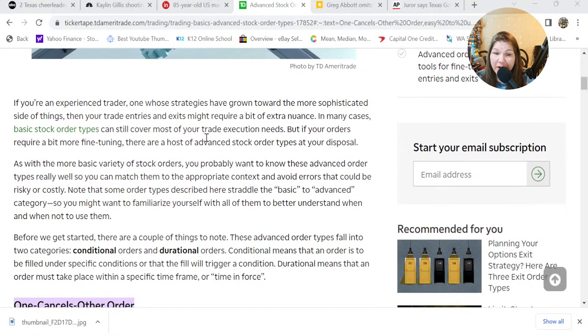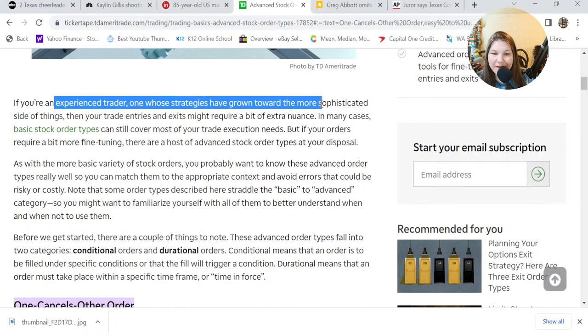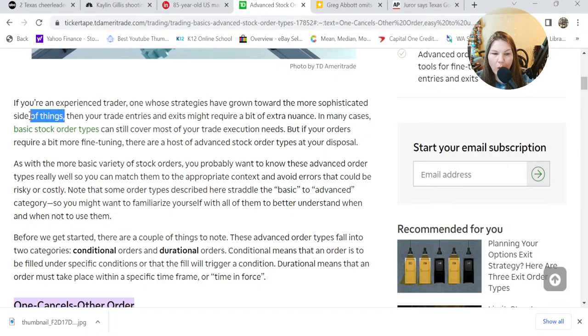So if you're an experienced trader, one whose strategies have grown toward the more sophisticated side of things, then your trade entries and exits might require a bit of extra nuance. And they tell us if you're an experienced trader and you've grown toward the more sophisticated side of things, guys, we don't want to throw our money in as what we are right now, unsophisticated sloths. We don't want to be money sloths. When we enter in with our actual real money, we are going to be experienced traders. We're going to do our own broking and we are going to be on the sophisticated side of things, because that's where our risk management will lie.